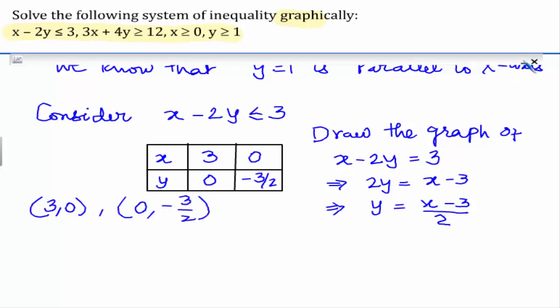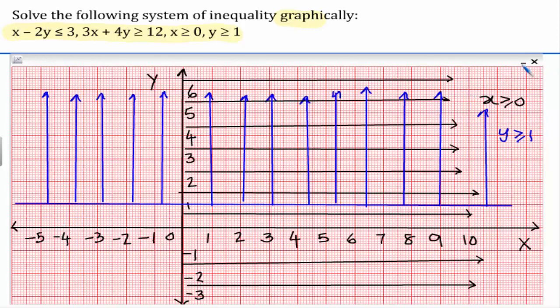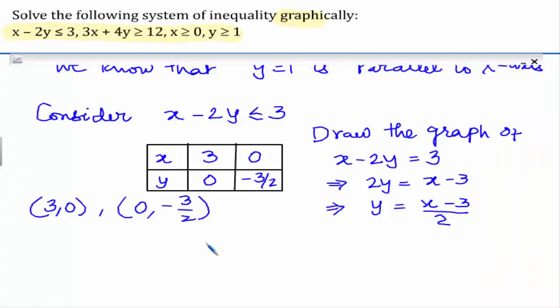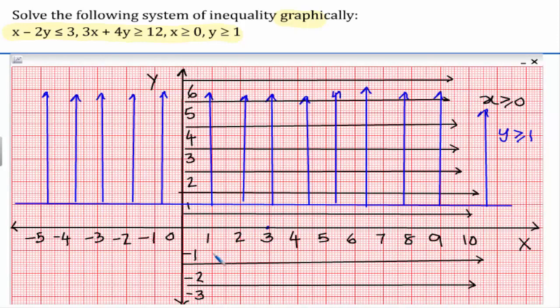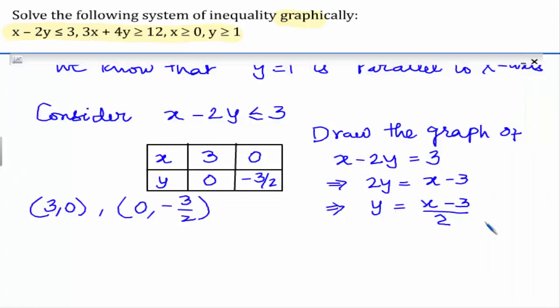Let us plot these points on the graph. The first point is 3, 0. Here is 3, 0. And the next one is 0, minus 1.5. Minus 1.5 is here. Now let us draw the graph by joining the 2 points. Here is the line which divides the plane into 2 equal parts.